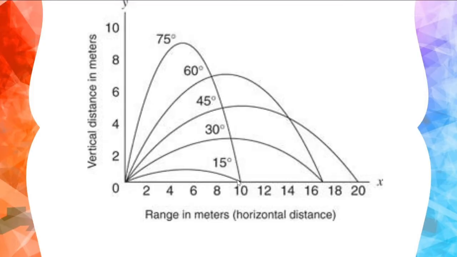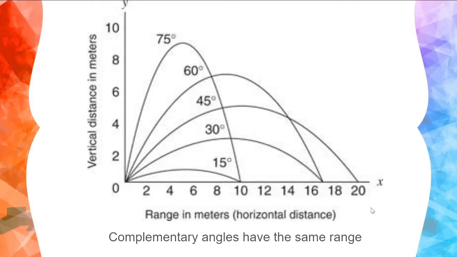And kung mapapansin ninyo, meron ditong dalawang angles kung saan pareho yung nagiging range ng object. Okay? Magkaiba sila ng height. Papansin nyo, magkakaiba sila ng height, maximum height na na-reach ng object, pero yung range nila ay magkapareho. This is because complementary angles have the same range. So pag sinabi natin complementary angles, ito yung dalawang angles na pag pinag-add natin is equal to 90 degrees.